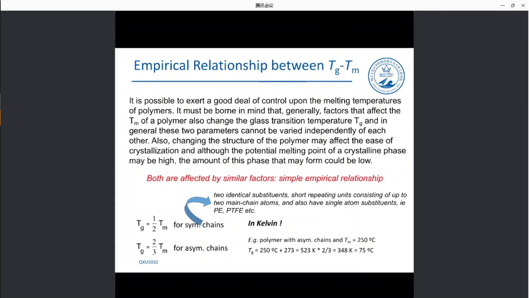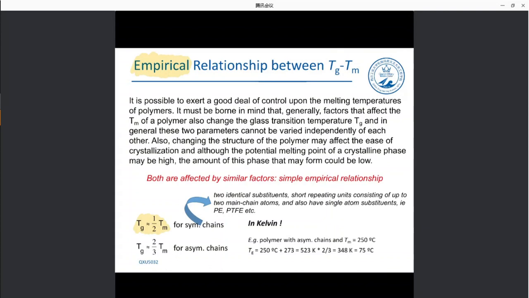Now, there is an empirical relationship between the glass transition and the melting point in order to calculate one of the two if you know the other. But I should point out that this is empirical, okay? It should not be used as an absolute method to calculate the glass transition or the melting point if you know one or the other. The reason why this relationship exists is that there are a lot of similarities in the factors that affect the melting point and the glass transition for polymers.